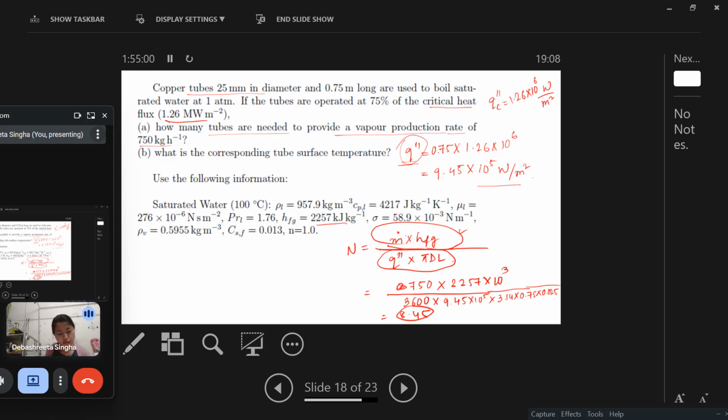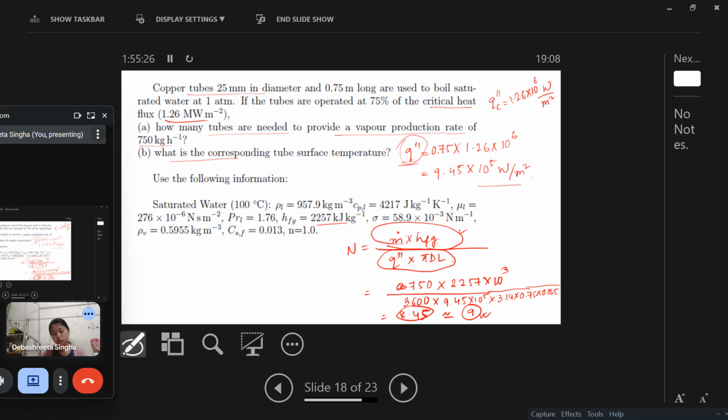Since the number of tubes cannot be a fraction, you have to take the bigger number. So it should be rounded to 9. So the minimum requirement is 9. You cannot go below that. Okay, so that is what it means. So the number of tubes we have calculated is 9.